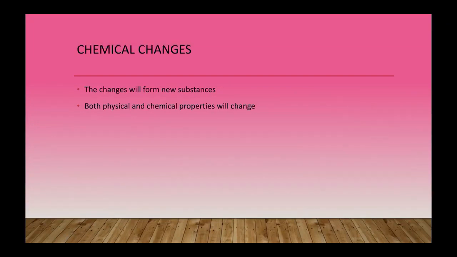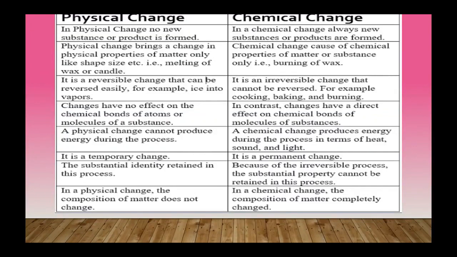Now we are going to show the example, right? And now I am going to explain the difference between physical and chemical change. Then I will show you the example. In physical change, no new substance or product is formed. In chemical change, always new substances or products are formed. Physical change brings a change in physical properties of matter only, in shape and size, like melting of ice or candle. Chemical change causes a change in the chemical properties of matter, like burning of wax.